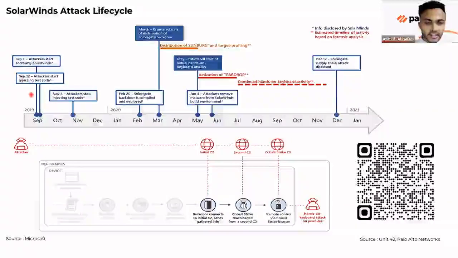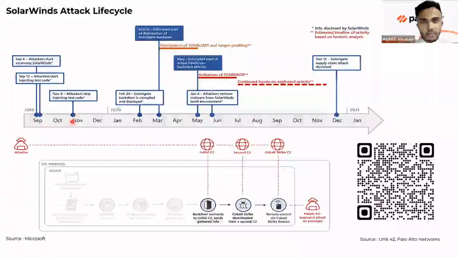So once they injected the test code, they waited, right? From September 2019 to November, they waited. And once they got to know that there was no detection and their access was not removed, they stopped. They were like, okay, great, now it's a good time to go ahead. Then they compiled their code.